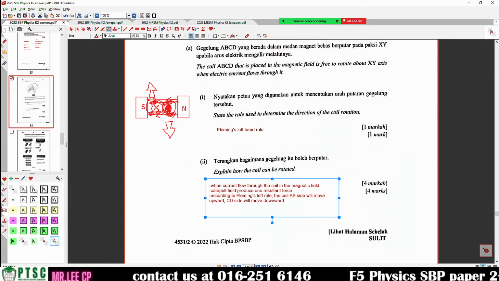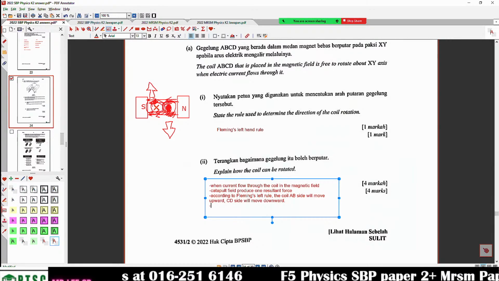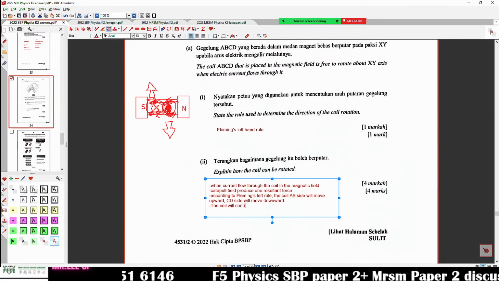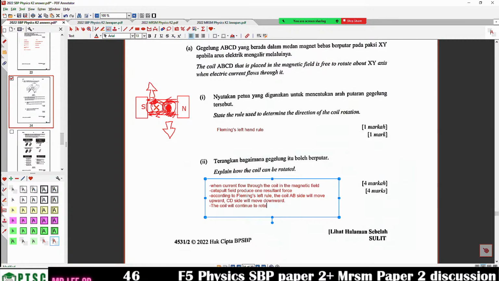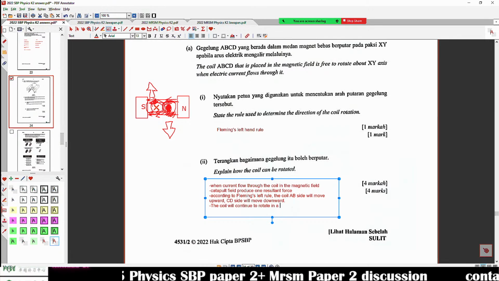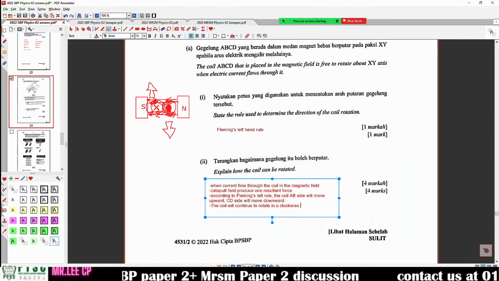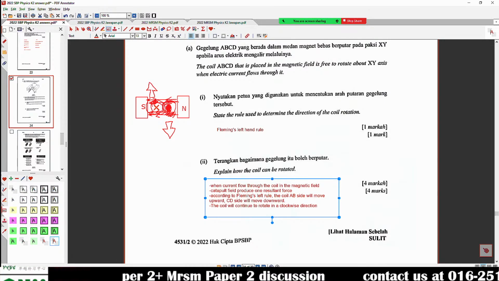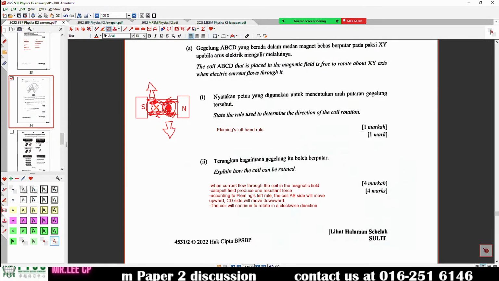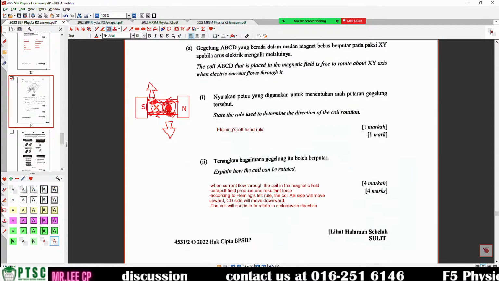So after that, what happened? The coil will continue to rotate in a clockwise direction. The coil will be moved. The coil will continue to rotate in a clockwise direction.